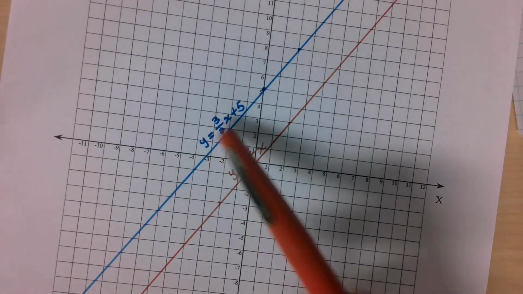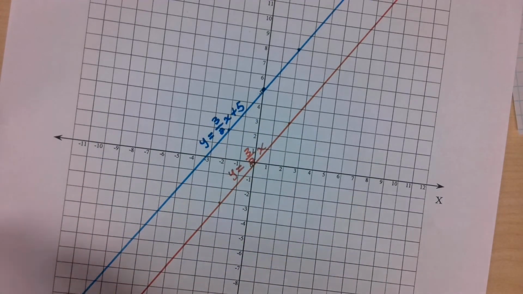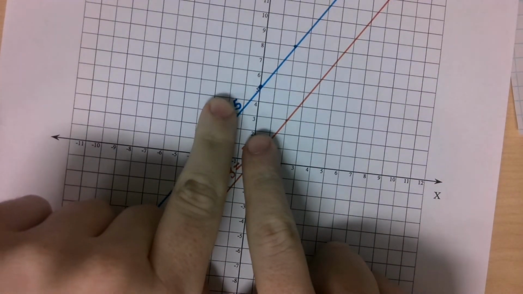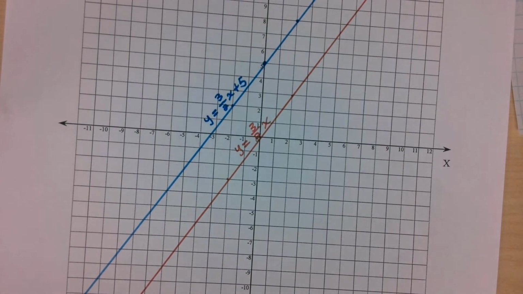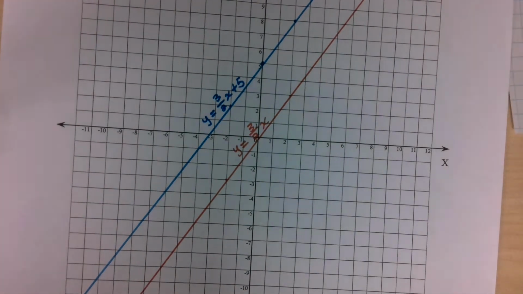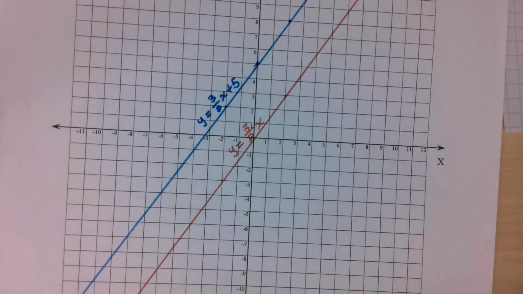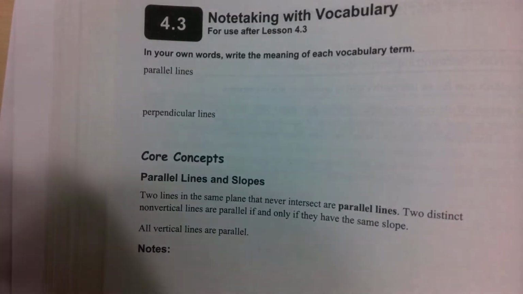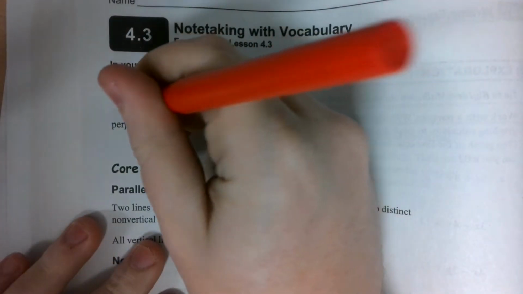Well, you'll see they actually have the same slope. Because they're going up the same amount and over the same amount, they're never going to cross each other, because they're following the same set of directions. That's the main key here. And I want you to write this down on page 108 of your notes. Where it says parallel lines, I want you to star this.